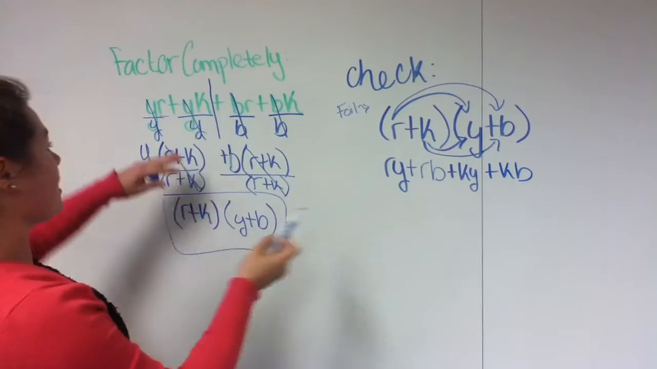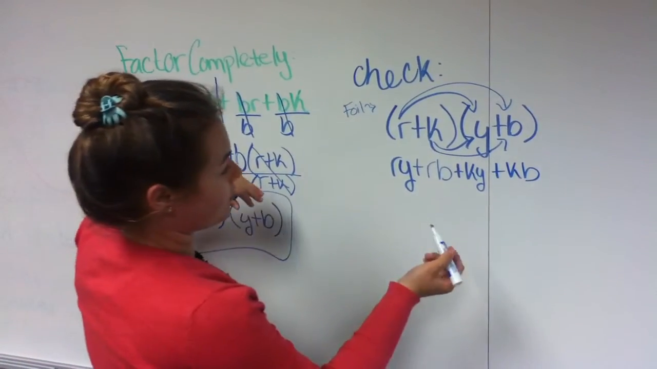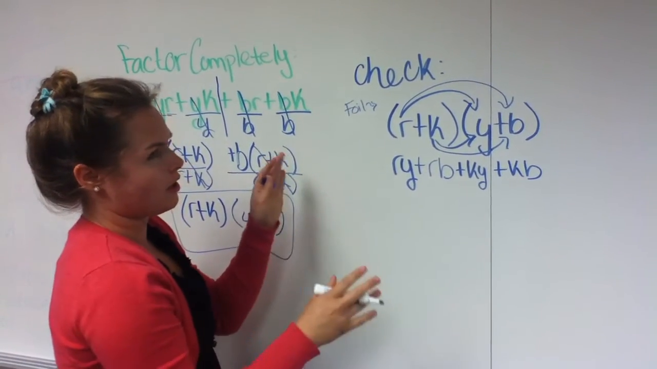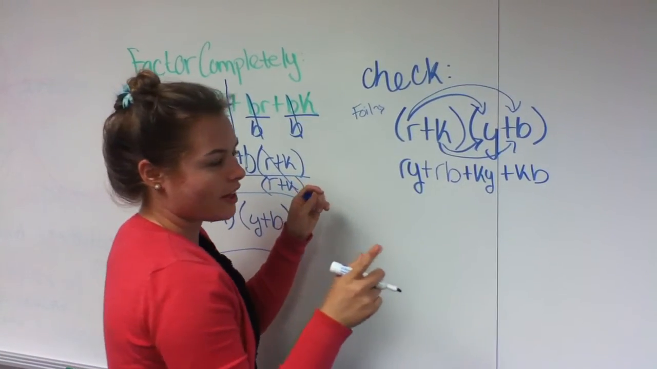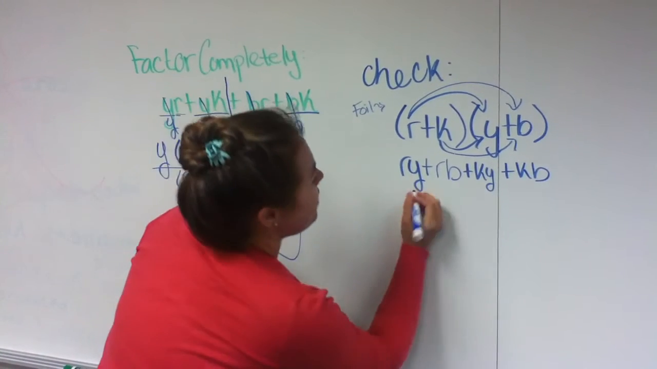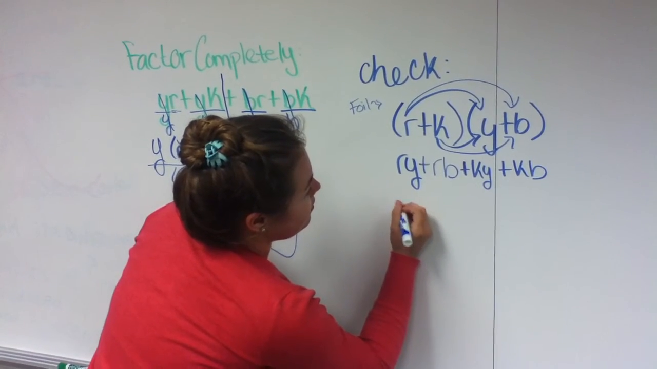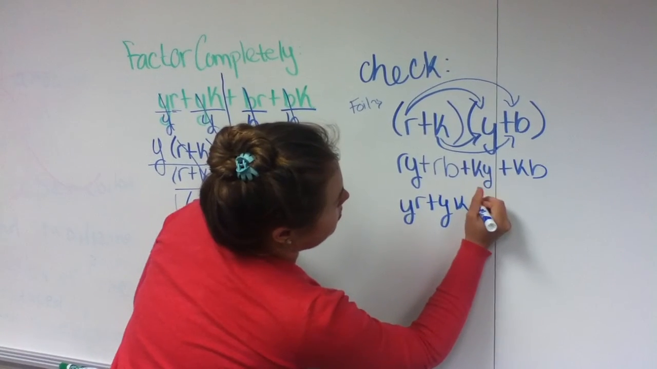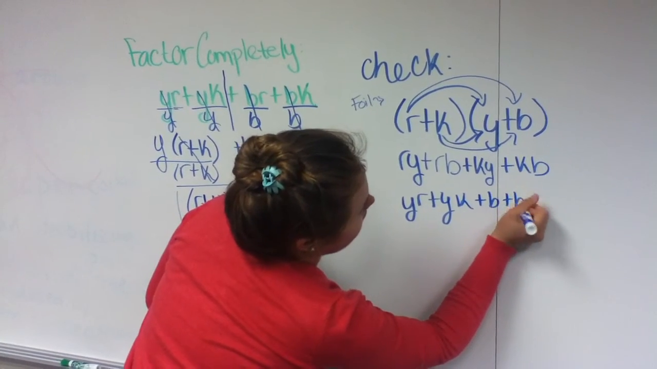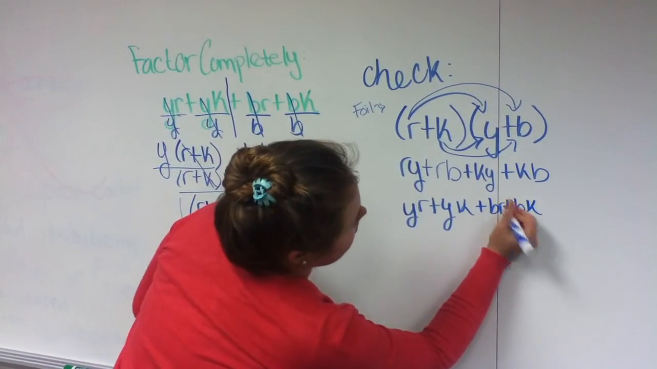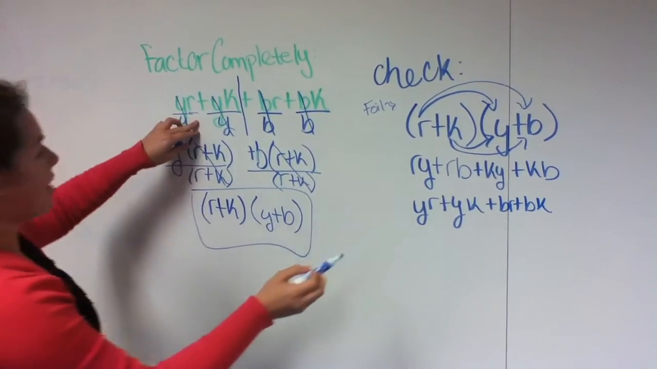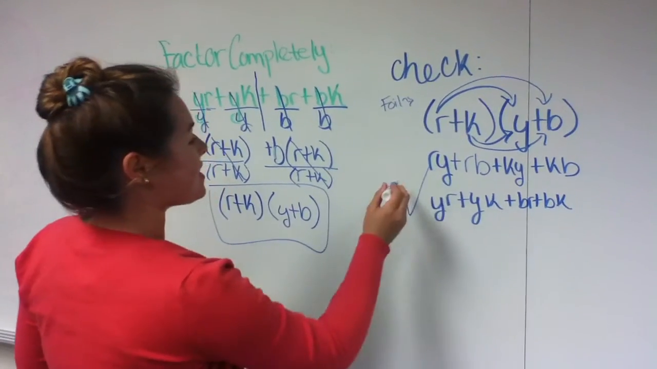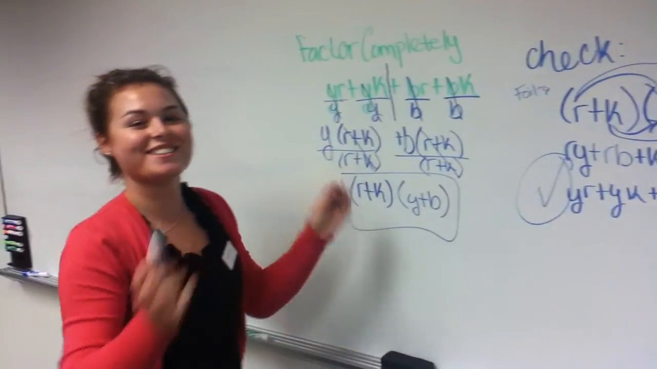Now, the way it's written over here is yr and yk. So we're going to go ahead and rearrange it because it's multiplication, so it's commutative. But anyway, so we have yr plus yk plus br plus bk. Yr plus yk, and then br plus bk. So, it checks out. 100% amazing. Okay, thank you.